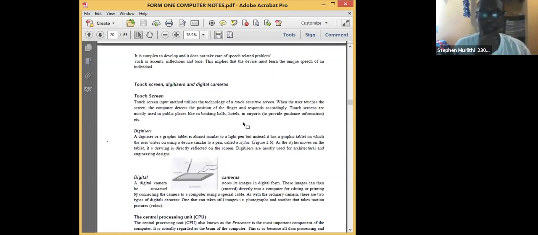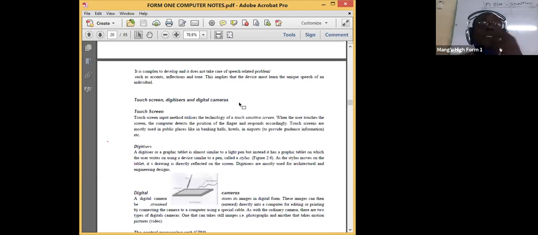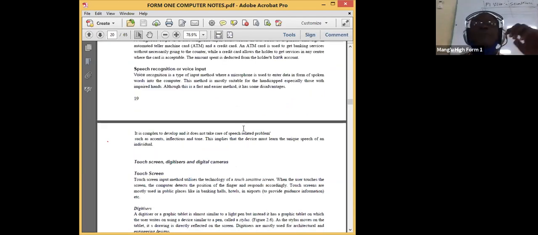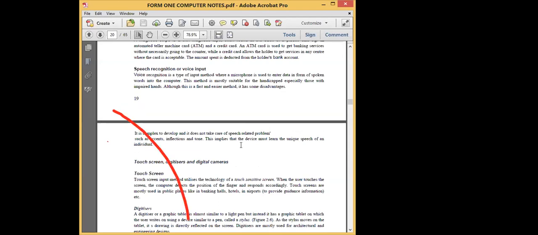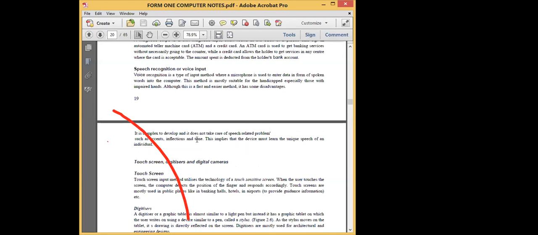And then after that, you have touch screens. An example of a device which captures voice is a microphone. It's made in such a way that it captures the vibration in the air and converts it in all its forms into bits, and then it's stored into the computer system.